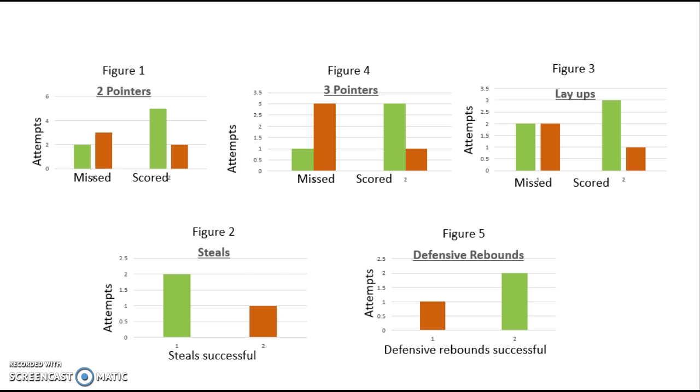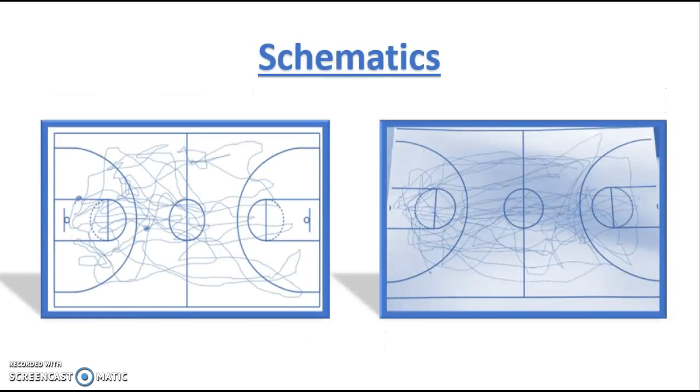Here we have 2 schematics of 2 different people's distance covered in our basketball match that we played. A schematic is a visual image of the distance covered and the movement of a player on a pitch in a game. The schematic on the left, which is Ewan's, the distance covered was 1,900 metres, and the one on the right is James's, and he covered 2,300 metres. So here we can see that James's, the one on the right, covered more distance than Ewan's.